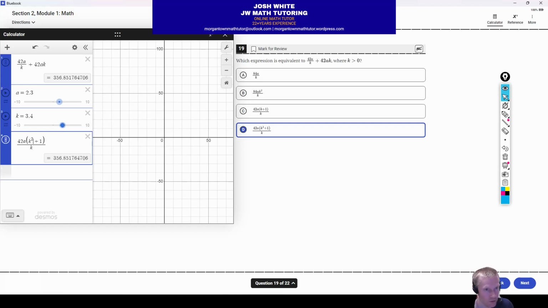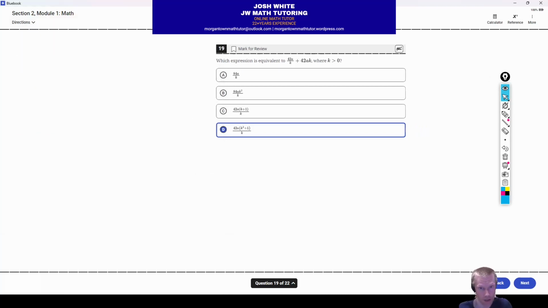have the same exact value. And as you move this, they will remain the same, regardless of what numbers. I mean, obviously K has to be greater than 0, but again, these numbers will be identical. Therefore, correct answer is letter D.